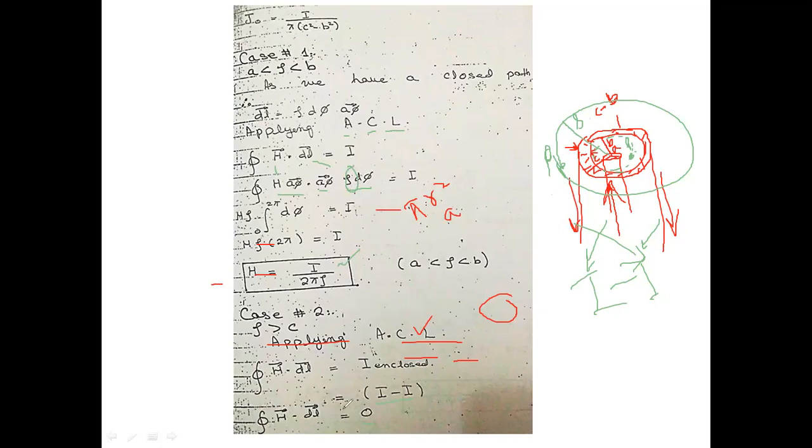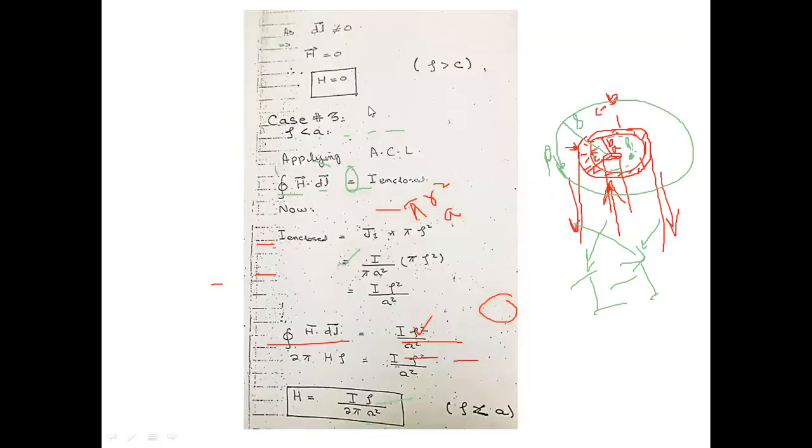Similarly in this case we will have rho. Now considering the point of observation at some other point, rho less than a, means we will have the point of observation somewhere here, less than a. So only the inner conductor is involved in that case. So according to Ampere circuital law, H dot dl is equal to I enclosed.